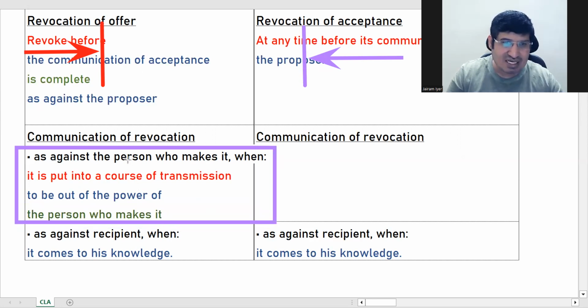So this is as against the person who is making it, right? But for revocation, both things are already in existence. You are revoking, because you have an offer side and you have an acceptance side. The letter might have reached the acceptor, so again you have to say from both points of view. As against the recipient, it is straightforward. When he comes to know that the person has revoked it, it will be complete as against the recipient. But when this information reaches this person here, then it will be complete against him.